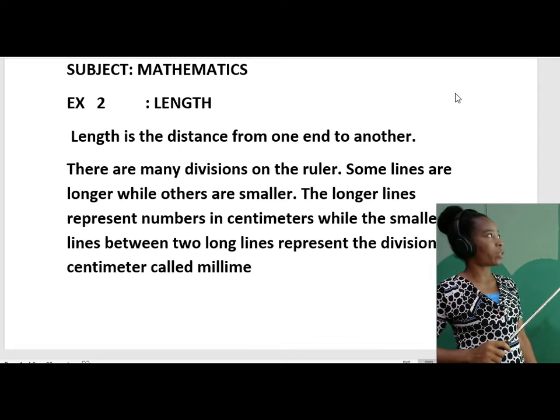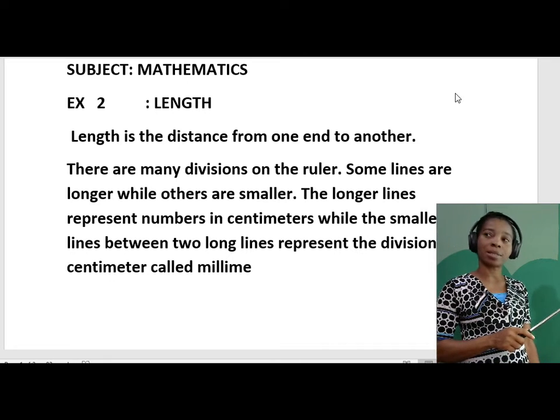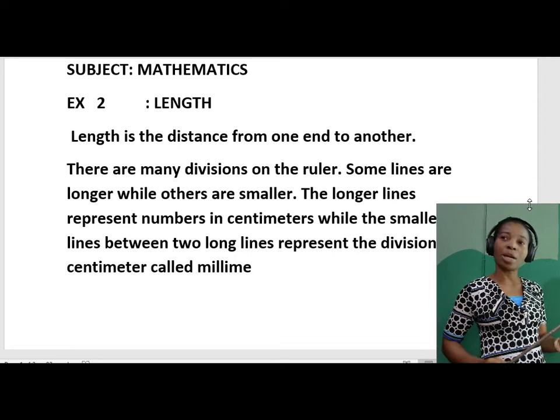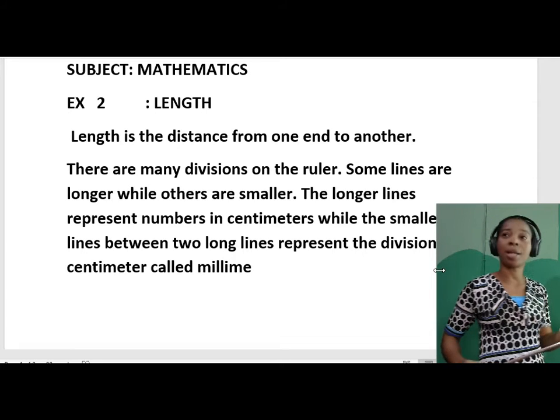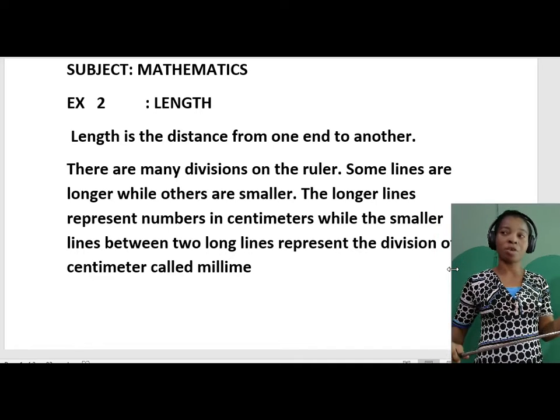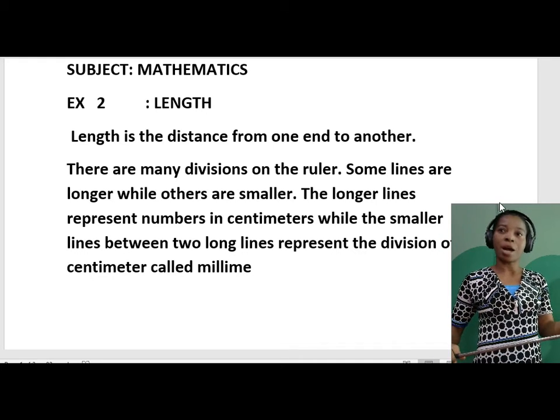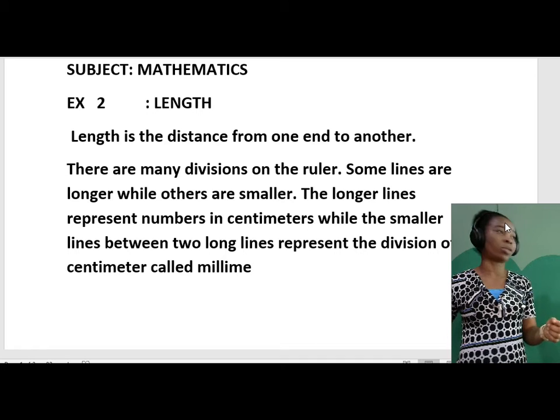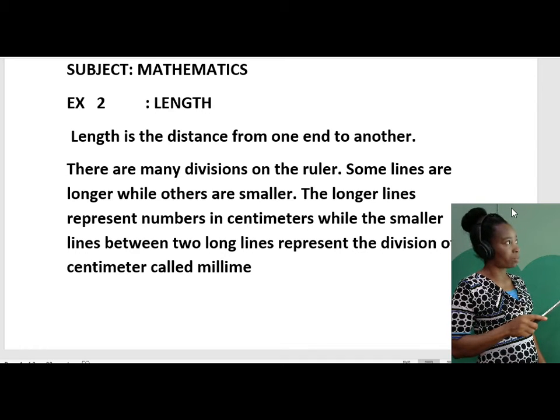And our topic for today, we're going to take length. Remember, last week I told you in the previous class that we're going to measure length, we're going to measure weight, and we're going to measure other things. So today we begin with measurement of the length.